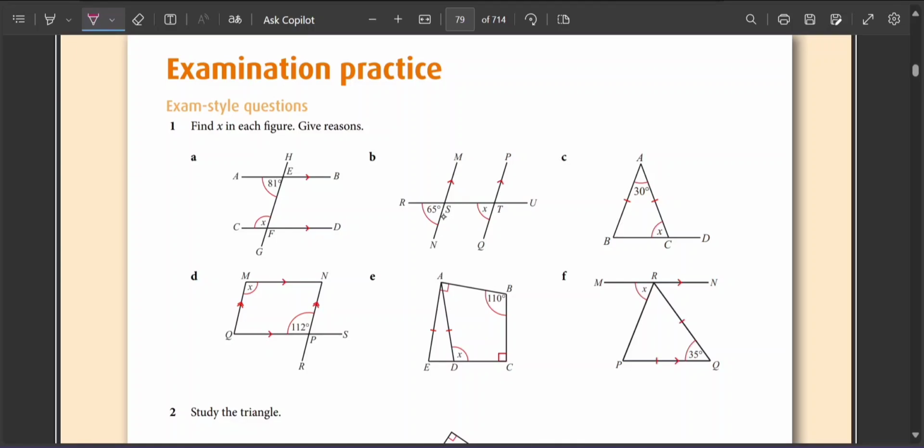Assalamu alaikum. In this lecture, we are going to start with exam style questions. This is the examination practice of chapter 3, and let's just go over them. So, first question, find the x in each figure, give reasons.